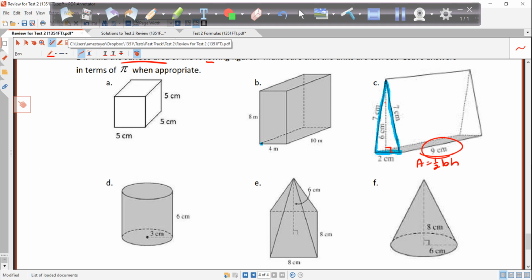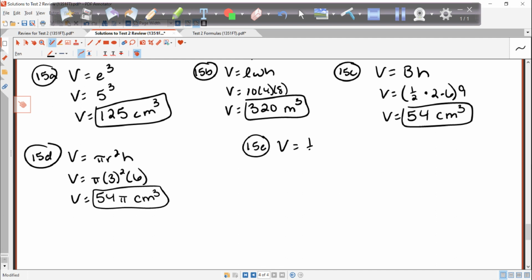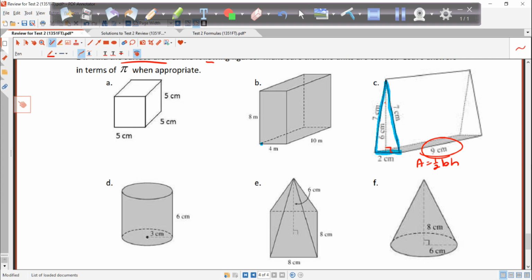E is a pyramid. It's a square pyramid. And so the formula for a pyramid has a 1/3. If it's a prism, it doesn't have a fraction, but a pyramid has the 1/3. And if you're curious why, go back and watch the video for volume, where I explain why it is 1/3. So 1/3, area of the base times the height. So 1/3, the base was a square because it's 8 by 8.